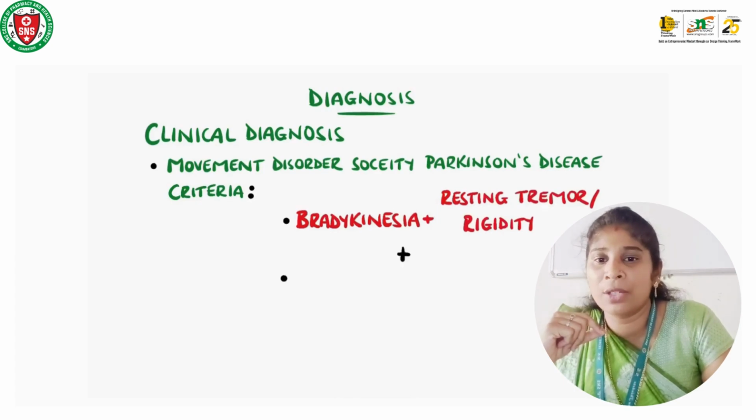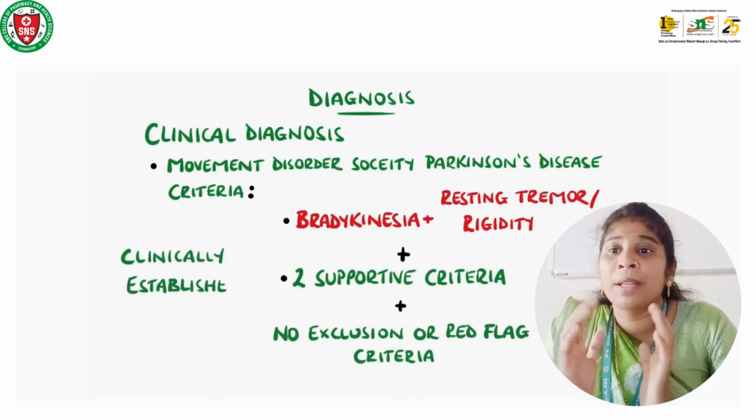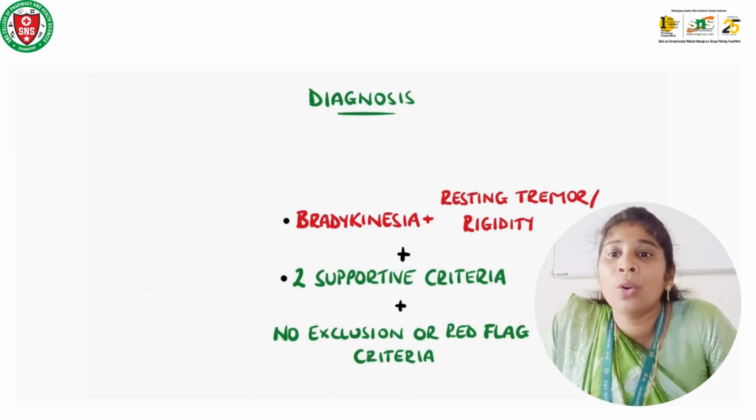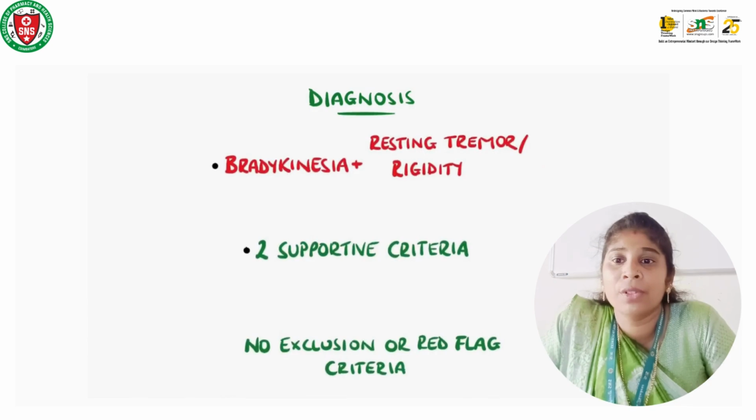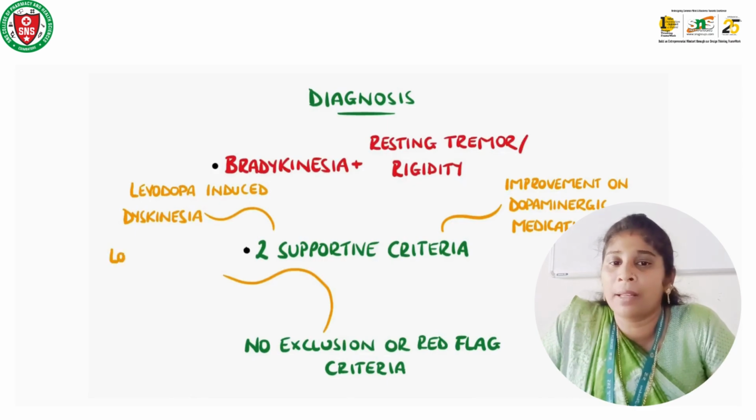So next, coming to autonomic disturbance, that is hypersalivation, constipation and incontinence, and cognitive impairment. And finally, these are the symptoms of Parkinson's disease.